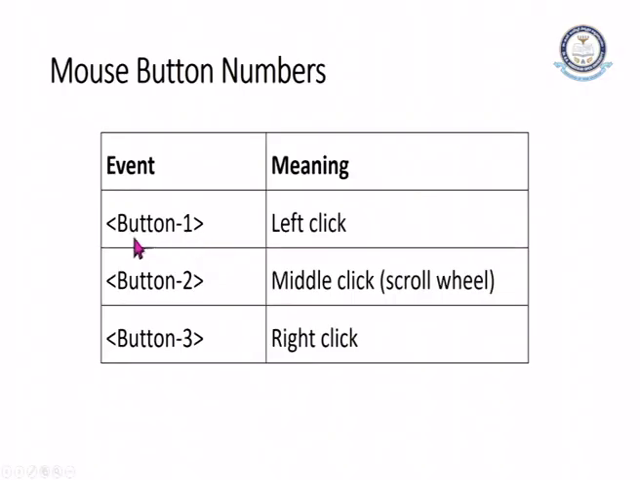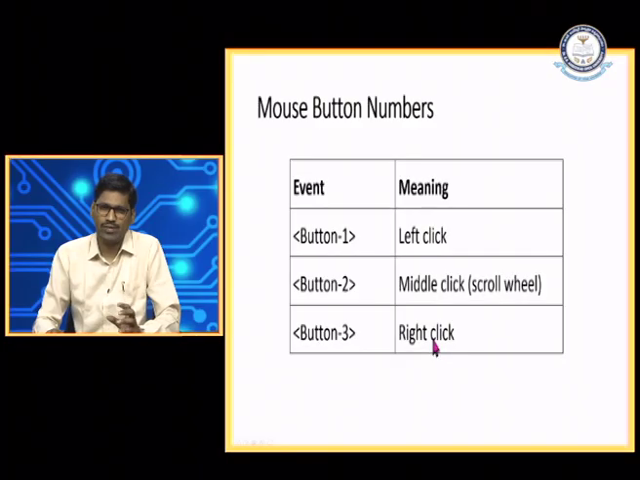Now, as I said already, every string has a dedicated meaning. If you write within the angular brackets Button-1, the meaning is left click. When a user clicks with the left, that can be identified. If you write Button-2, the meaning of that code is scroll wheel, that is middle click. If the user moves the scroll wheel, that is identified with the help of the code Button-2. Button-3 is used to identify the right click.